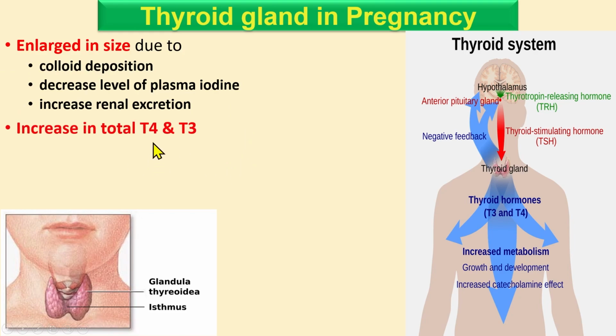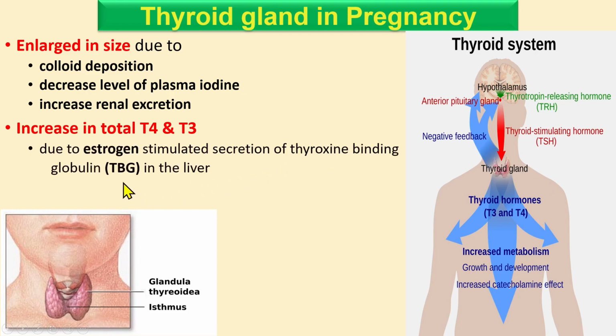And total T4 and T3 are increasing. This is not due to TSH. This is due to the thyroxine binding globulin, which is stimulated by estrogen. So total T4 and T3 are going to increase, but not free T3 and T4, which remain unchanged. TSH and free T3 and T4 levels are unchanged because there is no increase in thyroid gland activity. So this is due to estrogen.